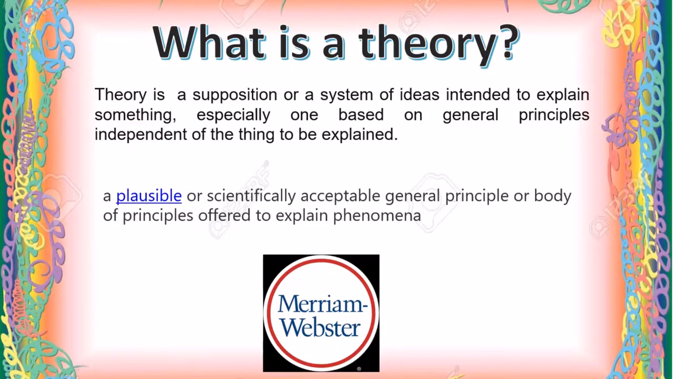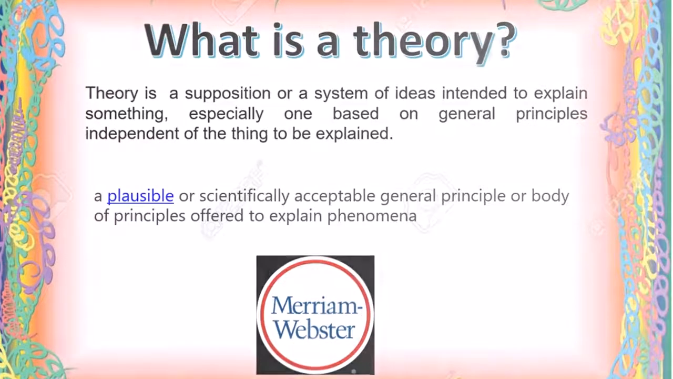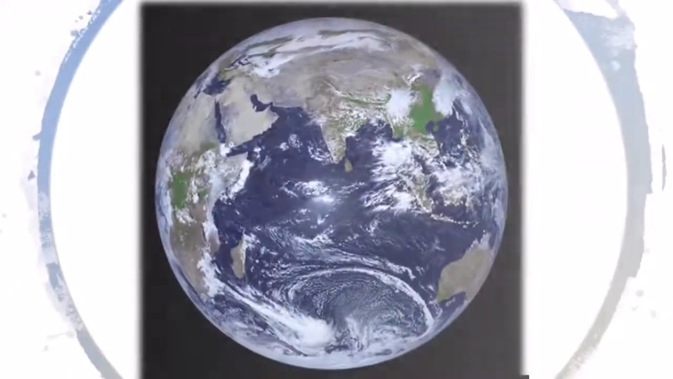First, let's define what is a theory. A theory is a supposition or a system of ideas intended to explain something, especially one based on general principles independent of the thing to be explained. Or a plausible or scientifically acceptable general principle or body of principles offered to explain phenomena, according to Merriam-Webster Dictionary.